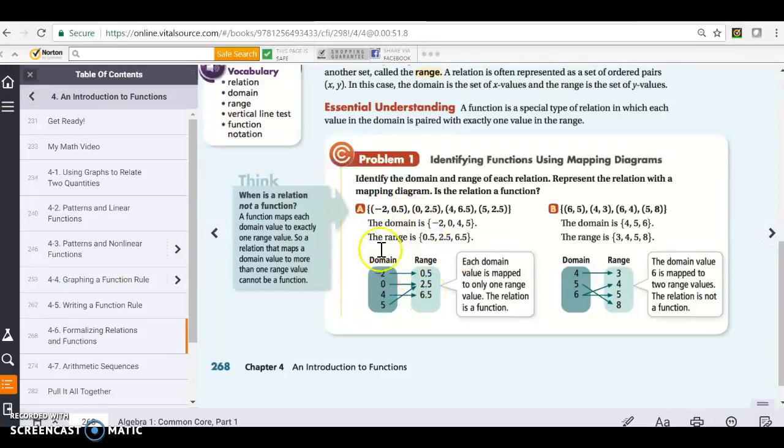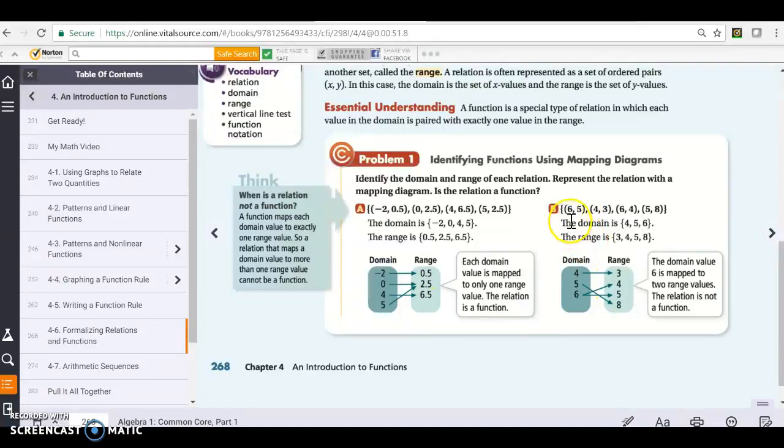And so I map them. So negative 2 goes to 0.5. 0 goes to 2.5. 4 goes to 6.5. And 5 goes to 2.5. So it says each domain value is mapped to only one range value. So the relation is a function.